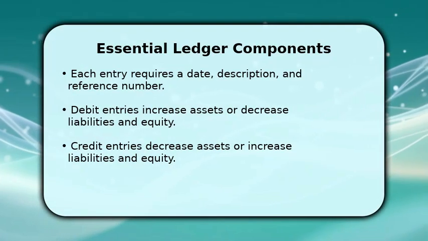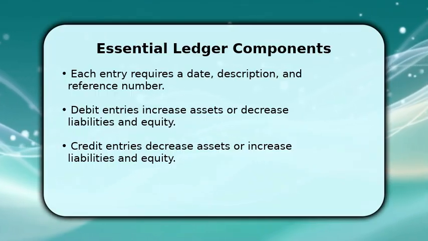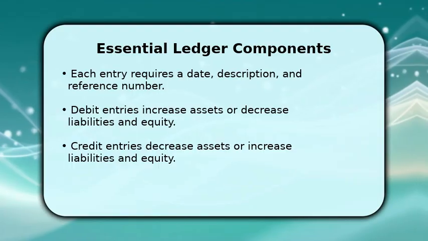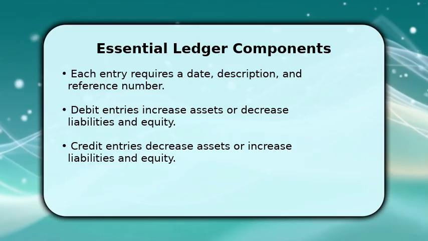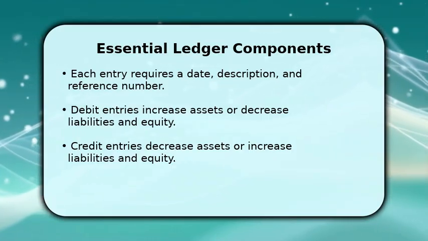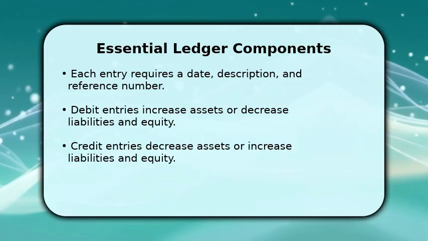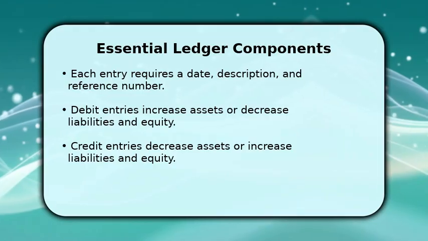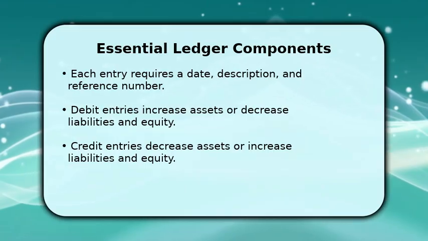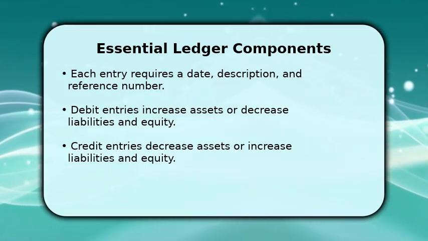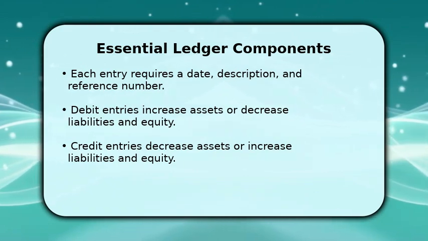Every effective ledger entry needs specific components to be complete. You will always include the transaction date, a clear description of the event, and a unique reference number for easy tracking. Crucially, each entry will have both a debit and a credit side. Debits typically represent money coming into an account or an increase in assets, while credits usually signify money leaving or an increase in liabilities. Understanding these two sides is key to accurate record keeping.